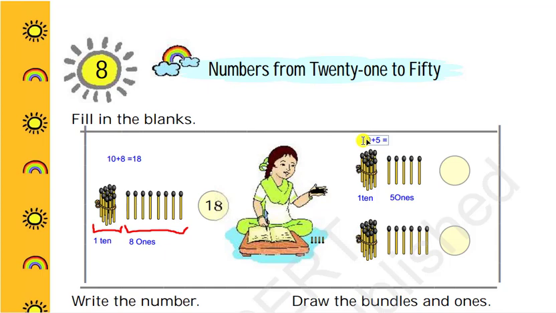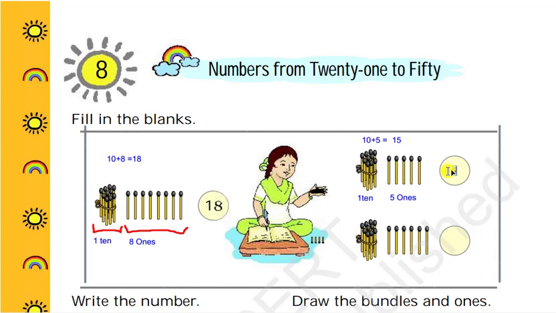So 10 plus 5 is equal to how much? Let us count and see. Here we know it is 10. So the number which comes after 10 is 11. We will count from 11. So this is 10, this is 11, 12, 13, 14, 15. So finally the total number of matchsticks is 15. So 10 plus 5 is equal to 15.